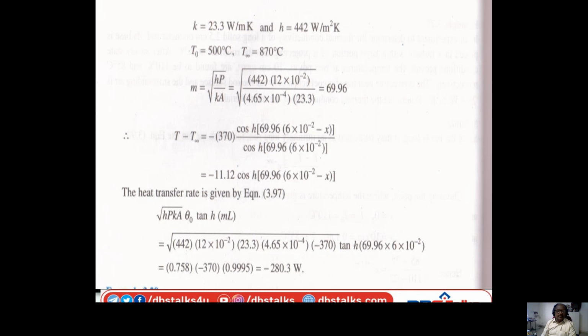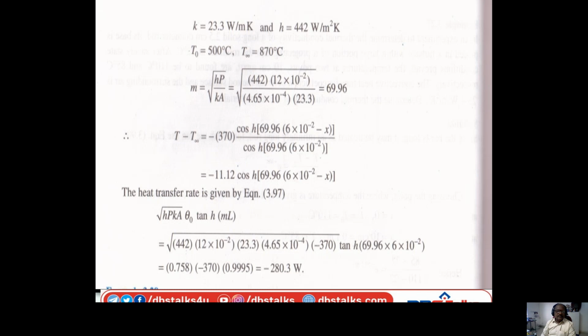Here x is not given, so whatever value you are getting, that itself you can take as the temperature distribution. Determine the temperature distribution: temperature is a function of x. So using this equation, wherever you want to find out the temperature, you can find it out.